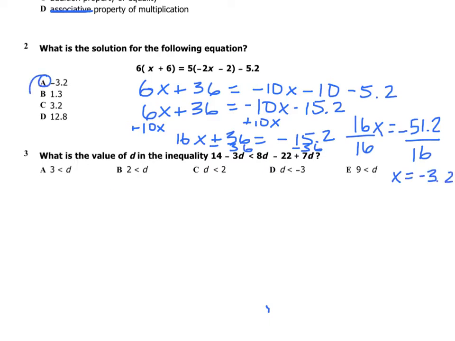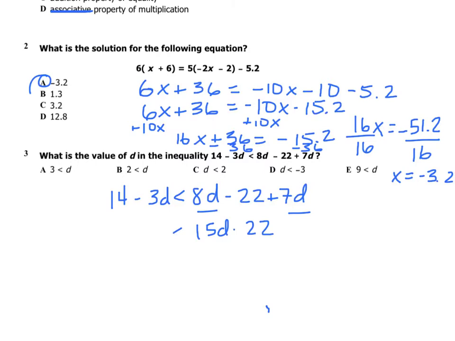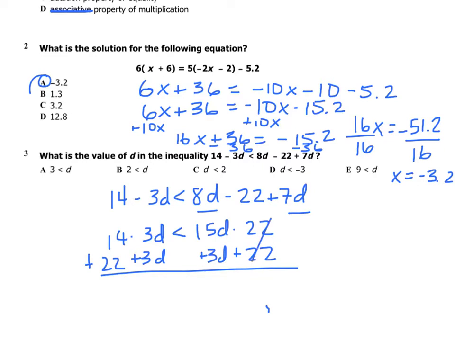Last one on this page, 14 minus 3d is less than 8d minus 22 plus 7d. So we're solving an inequality just like solving an equation. And remember what we learned. We're going to start with combining like terms, which we have right here. 15d minus 22. And now I'm going to add 3d to each side. That way I can avoid worrying about a negative. And at the same time, I'm going to go ahead and add 22 to each side. Giving me 36 is less than 18d.